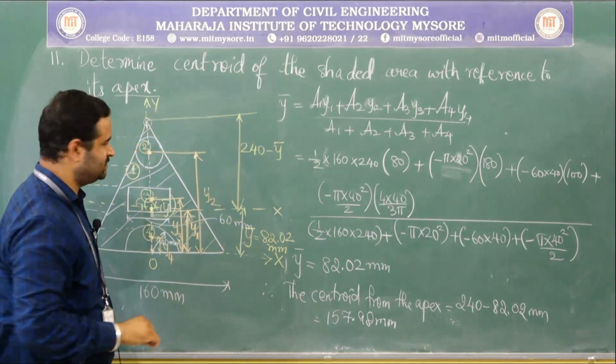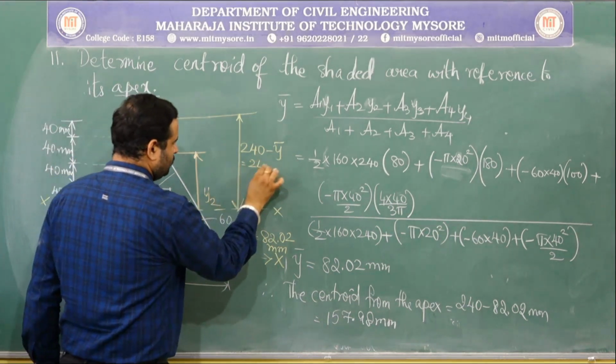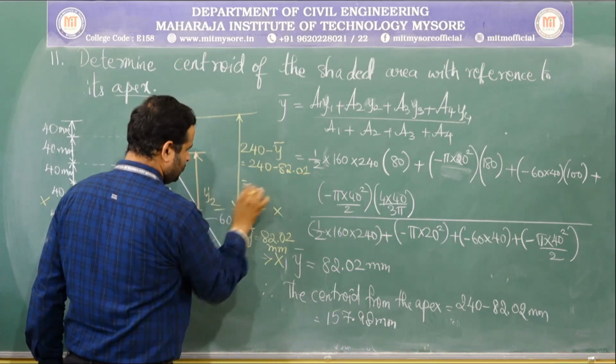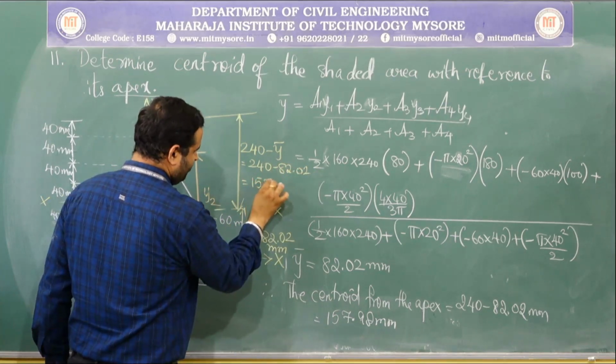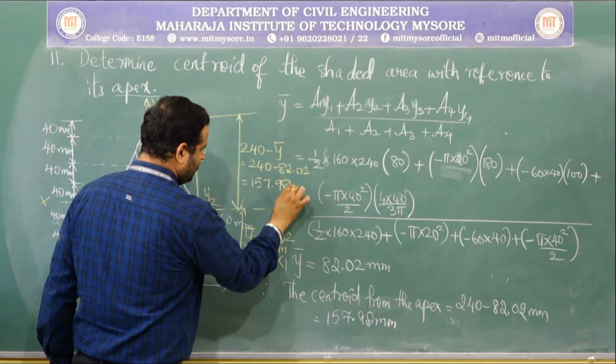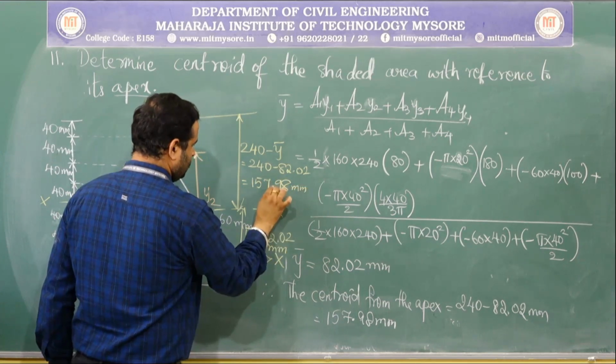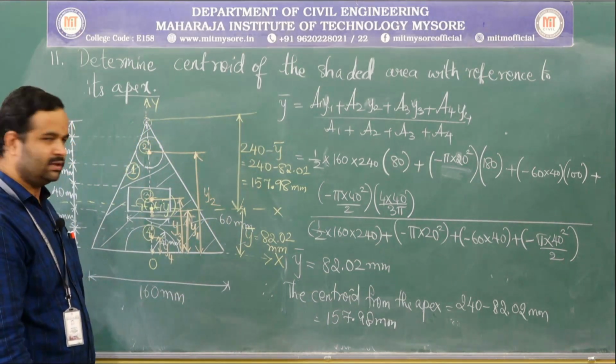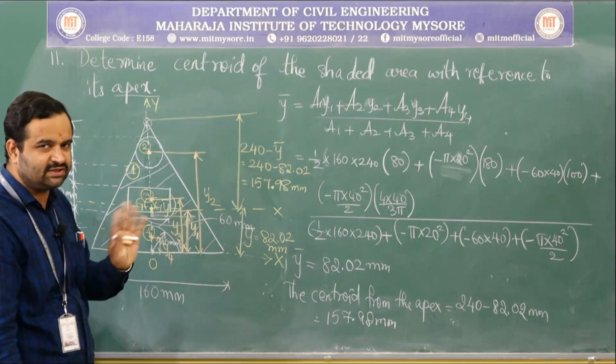Y bar is 82.02, so it is equal to 240 minus 82.02, which is equal to 157.98 mm. This needs to be calculated. So, the centroid position is not changed.